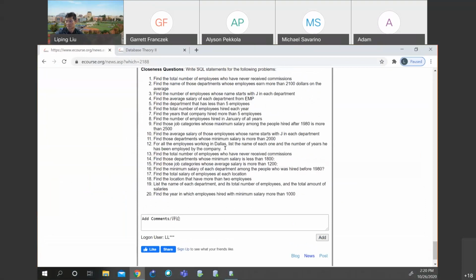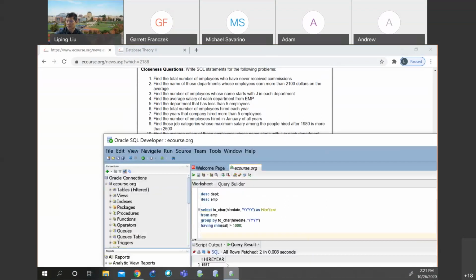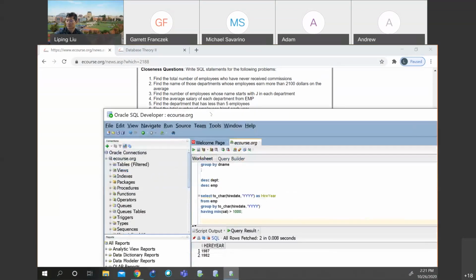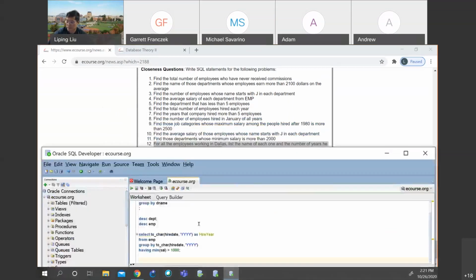Has anybody, I don't think anybody's asked about number 12 yet. Could you go over that one? Number 12, okay, nobody asked yet. For all the employees working in Dallas, list the name of each one and the number of years as the employee. I think we already did this one. That was question 10 of homework 7, I think. So anyway, we can do that. Okay. So number 12, I will just do it here.